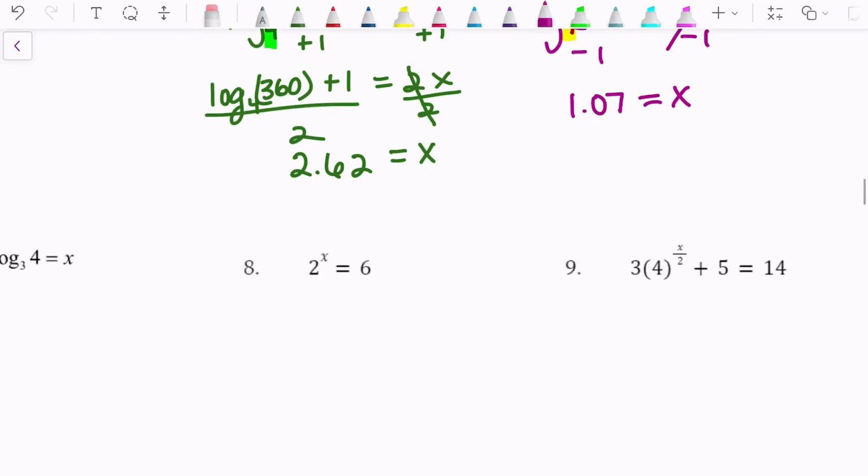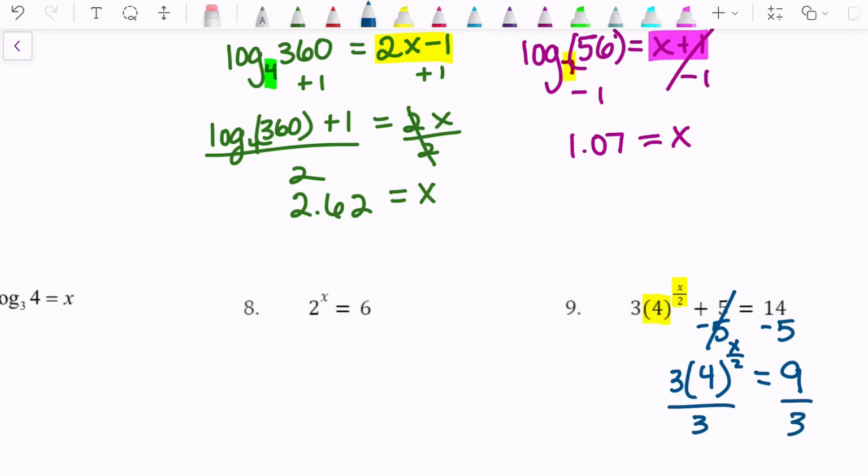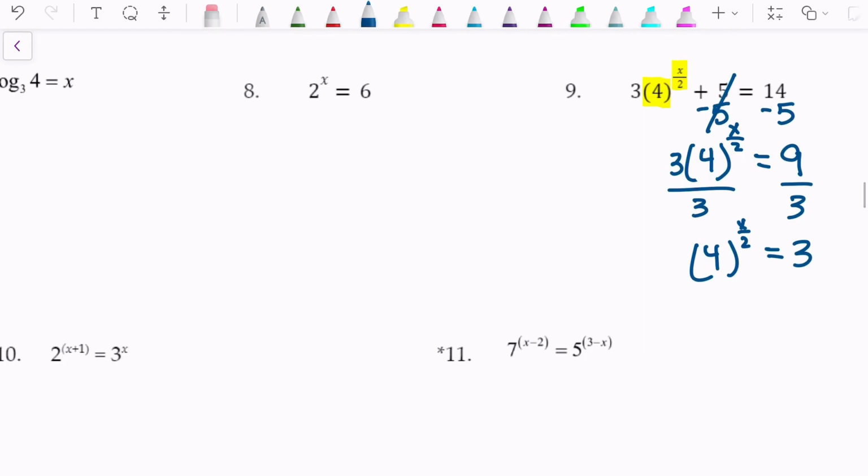All right, let's do this last example here that's a little bit harder. So if I'm looking at number 9, and I got a lot of junk going on here, you have to get your base to your exponent alone before you can switch forms. So I'm going to take 5 away. That's equal to 9. Then I would divide by 3 because it's not part of the base. 9 over 3 is 3. And now I can do some switching forms here.